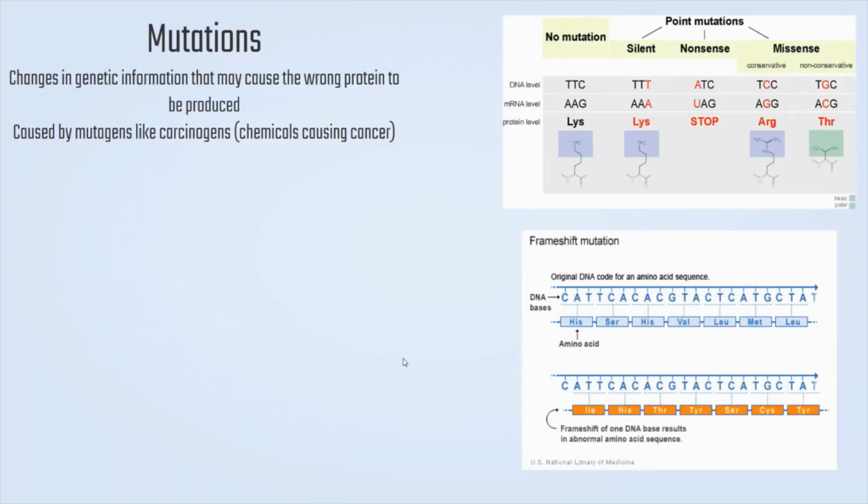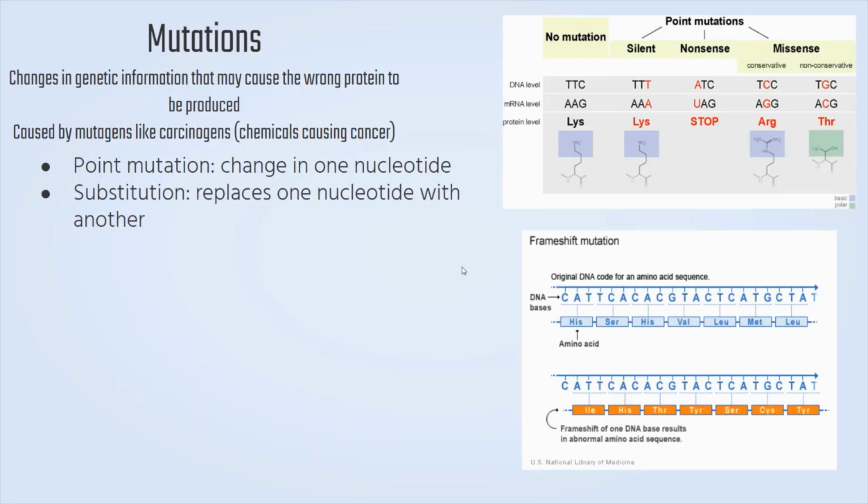Now let's talk about mutations. Mutations are changes in the genetic information that may cause the wrong protein to be produced, and mutations are caused by mutagens, like carcinogens, which are chemicals that cause cancer. A point mutation is when one nucleotide is changed. There are several types of point mutation.